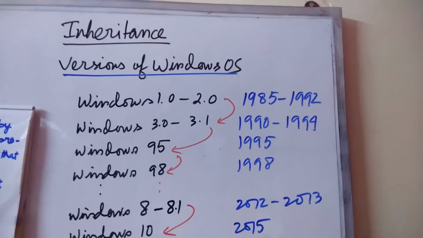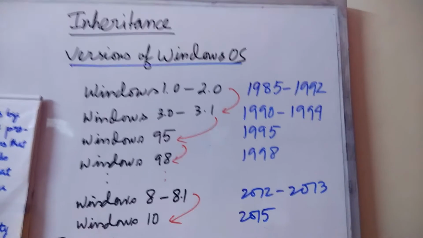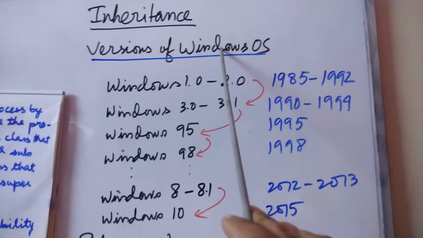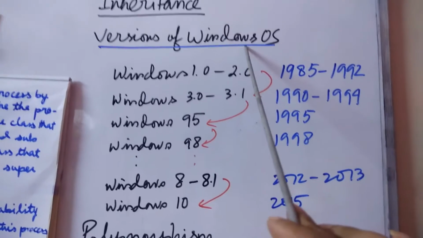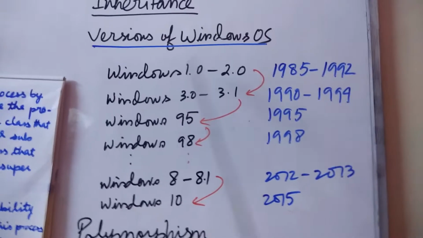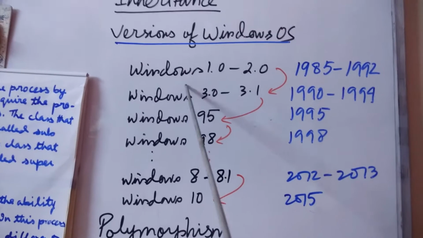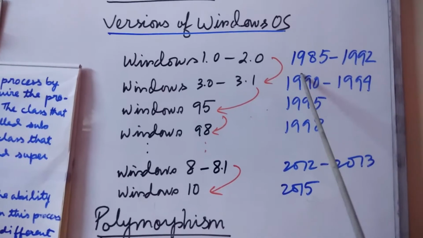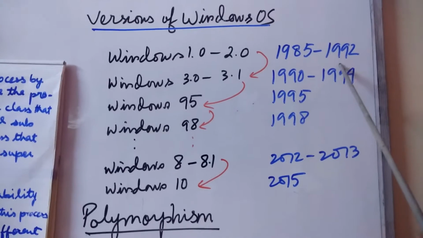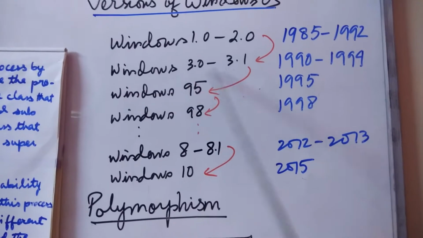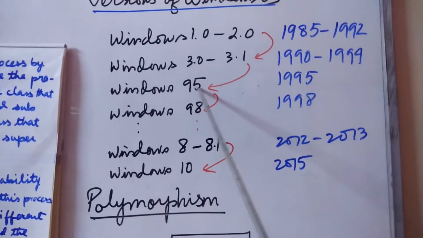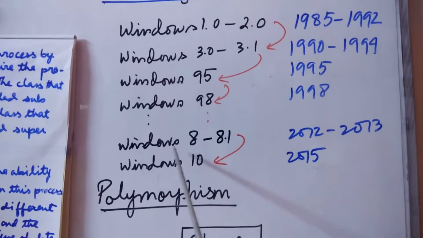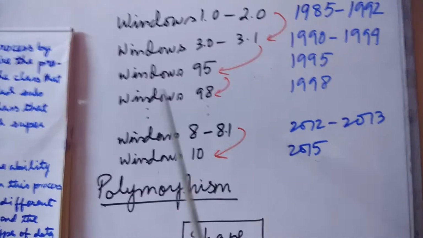First of all, inheritance. In programming terms, let us take the example of the Windows operating system. Now we all know there are different versions of the Windows operating system at different time periods. First was Windows 1.0, 2.0. It came in the years 1985 till 1992. Then Windows 3.0, 3.1. After that came 95, 98. Then gradually came Windows 8, 8.1, 10 and so on.